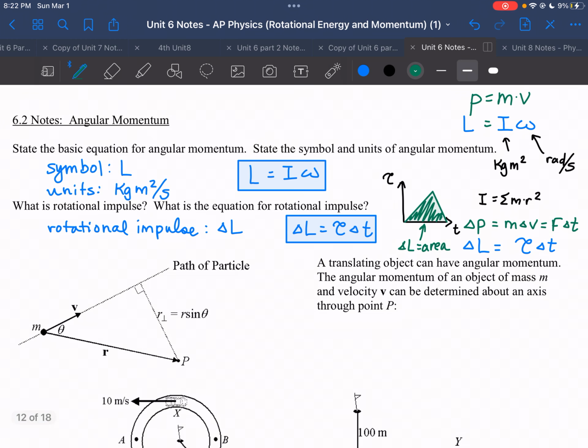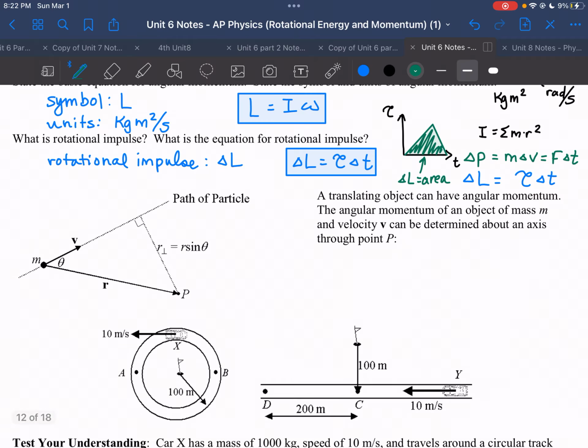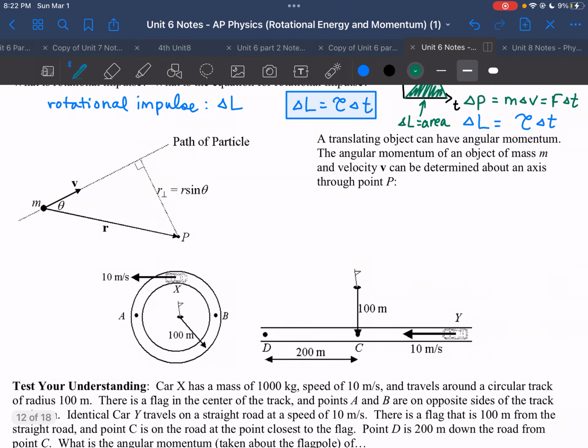All right, so talking a little bit more about what this actually is telling us, there are two different ways you can look at rotational impulse and rotational momentum. The interesting part is that every object has angular momentum, every single one, even if it is traveling in a straight line. The reason this is the case is because this object, if it was traveling in a circle around P, would be traveling like this, and we are looking at its tangential velocity.